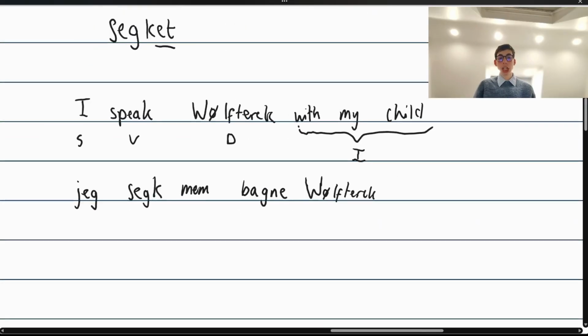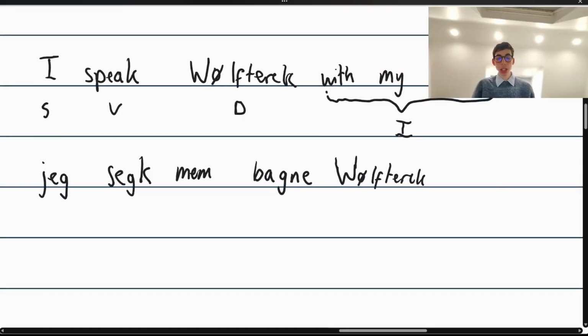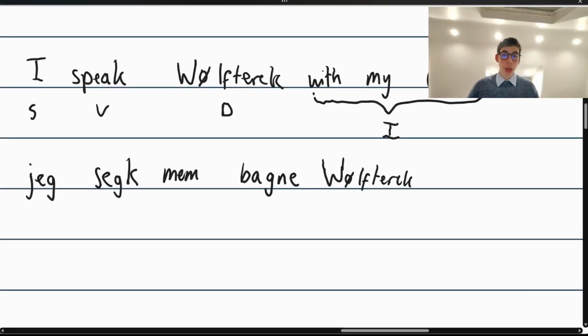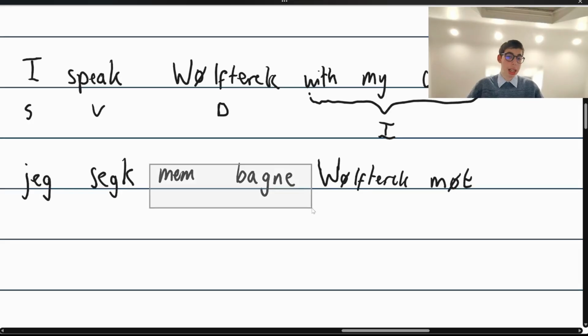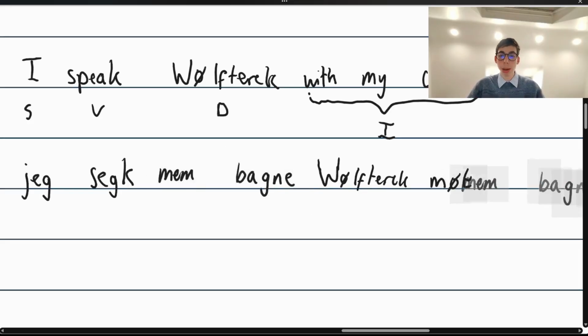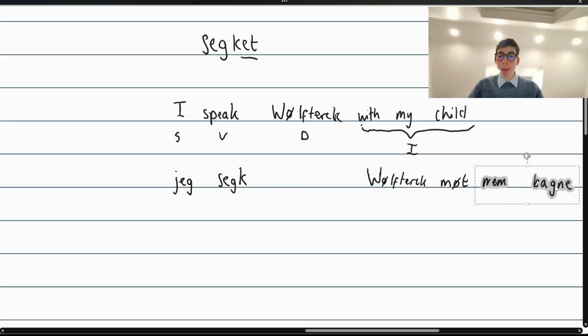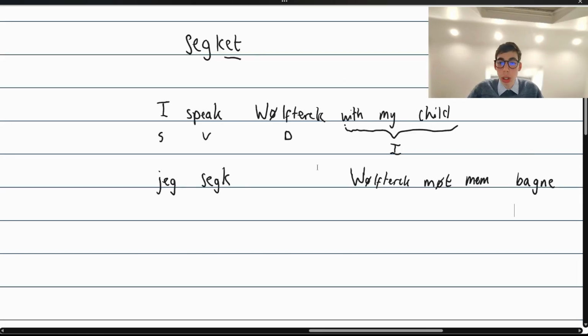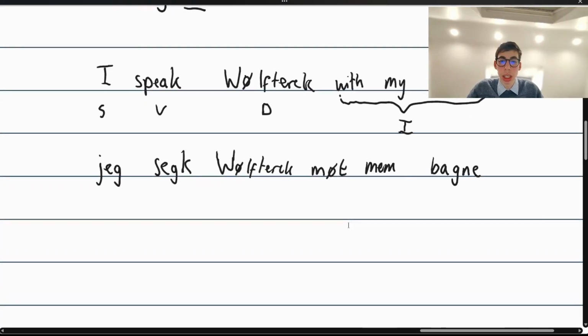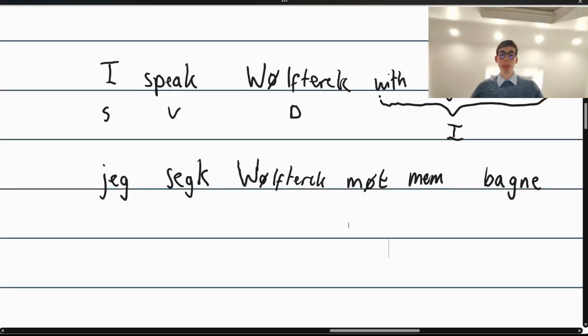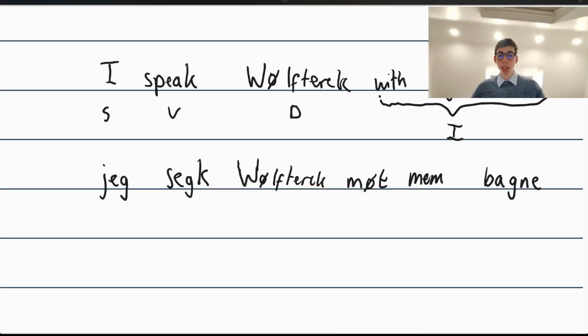So where is it going to go? Is it going to go before or after? It's going to go after. Now, there's no word for to, but there is a word for with, and we're going to use the word for with. The word for with is mut, very useful word. And it's going to take the dative, introduce the dative, whatever you want to say. But membina, my child, because it's no longer considered the indirect object in Wølfterek, it's going to go after. So to say I speak Wølfterek with my child, you say Wølfterek mut membina.